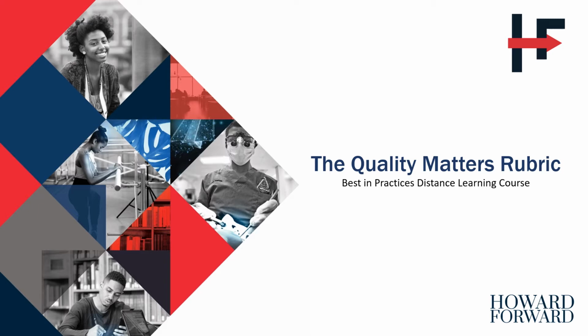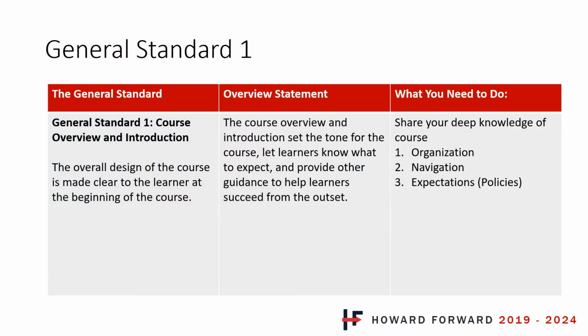For a list of general and specific review standards, see the QM Higher Education rubric located in this overview module under Distance Learning Course Resources. Use this document as a reference as you continue through the video and through this course. In the next slides we are going to go through each of the 8 general standards to give you an overview of what they cover, and what your role is in regard to each standard.